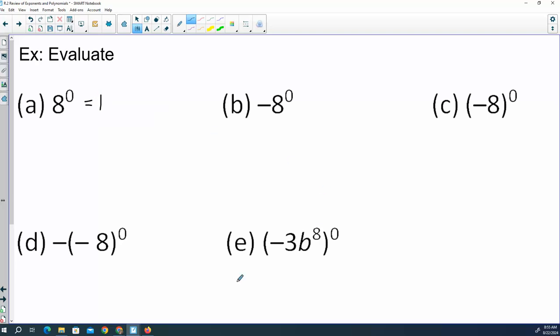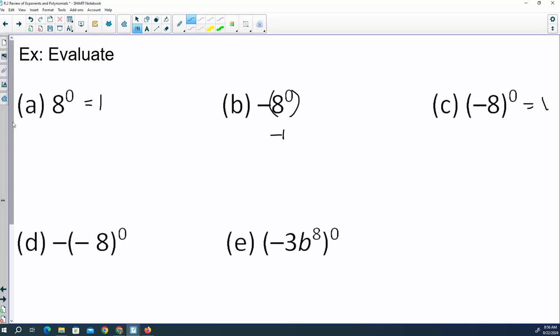Right. B and C, what is the difference between those two? The parentheses. Exponents only touch what is directly in front of them. Okay. So in part C, this 0 is touching the entire parentheses, so the entire thing becomes 1. On this one, the 0 is only touching that 8. So the 8 to the 0 is 1, but what happens with this negative in front? It stays, so it's a negative 1. So if that negative is not in the parentheses, it's just going to trail down.